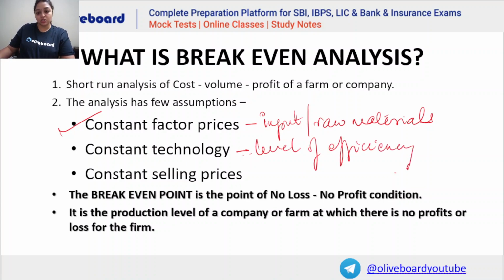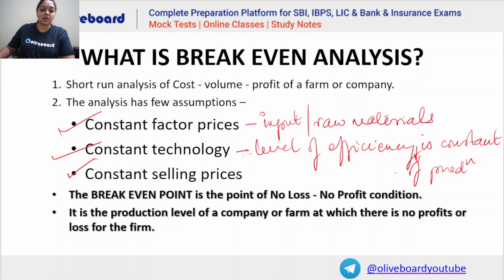Then constant technology, the level of efficiency. See, if technology becomes better, then the efficiency of production will become better. If efficiency increases, productivity increases. If productivity increases, we will produce more output, correct? But here what are we assuming? We are assuming constant technology. So it means the level of efficiency of production is constant.